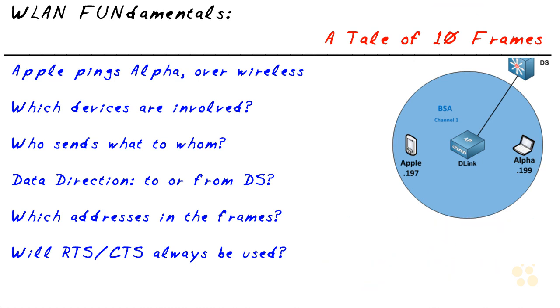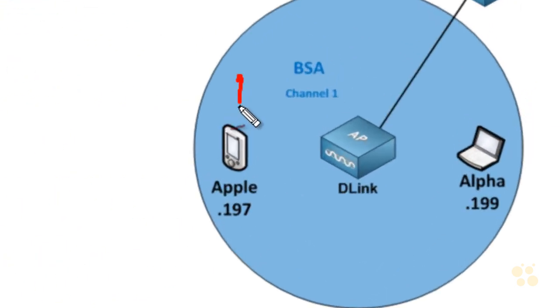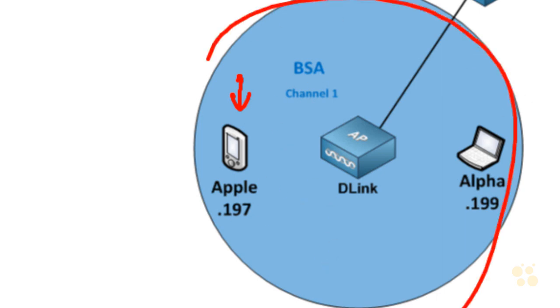Now, let's take that same scenario again, presuming the ARP has already been done. How many frames would it take for a device in a wireless basic service area like this one right here to go ahead and ping a second device over here? Because that's what I'd like to chat with you about right now.